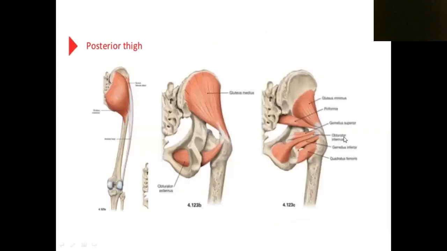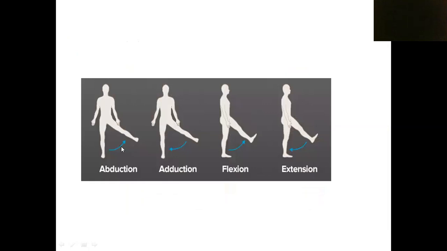So what is abduction? We'll see that. This is the movement. This one is a left lower limb, and now the left limb is abducted. Movement away from the midline is abduction. Here comes the midline. If you are moving the leg away from the midline, that is known as abduction. Now we have the abducted hip joint or abducted thigh.